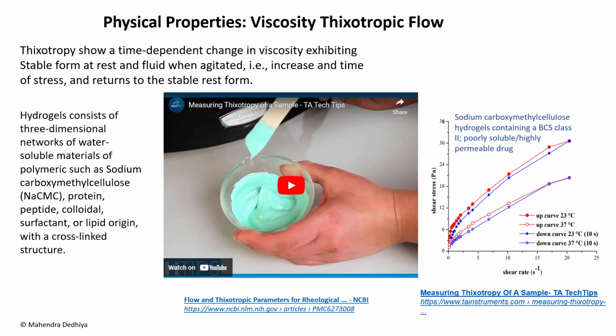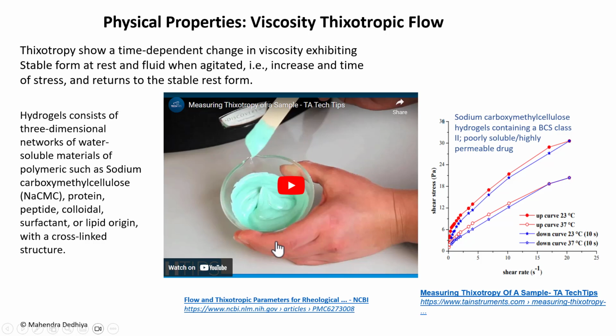Thixotropic flow. Thixotropic is a time-dependent change in viscosity. It is stable at the rest and fluid when agitated flows, and it returns back to the stable rest. Higher viscosity at rest form increases the stability. Hydrogel, consisting of three-dimensional networks such as sodium CMC, protein peptides, lipids with cross-link structures, provide thixotropicity.